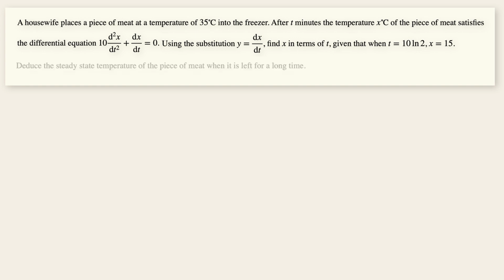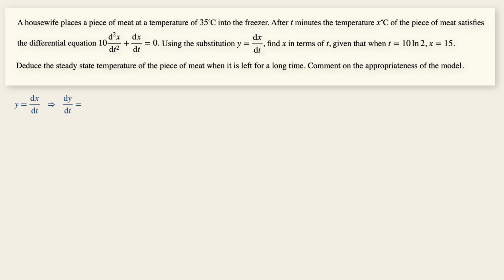Also, we need to find the steady temperature of the meat when it's left in the fridge for a long time, and we also need to comment on the appropriateness of the model. Now, to get x in terms of t, the idea here is to solve the differential equation. The very first thing we need to do is to differentiate the given substitution with respect to t, and the result is d squared x over dt squared.